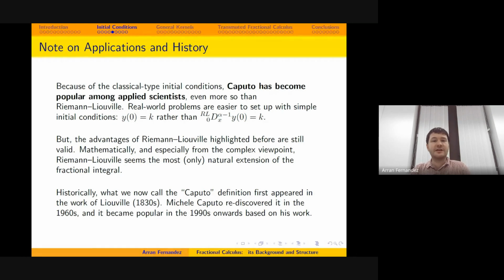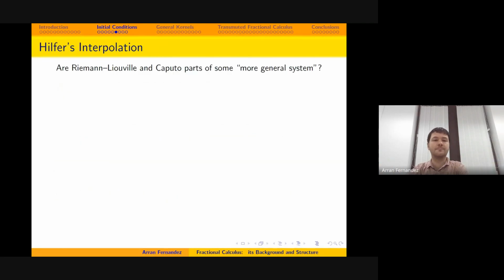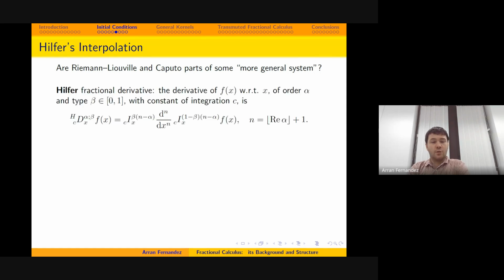So now we're already seeing that we have these two different definitions, Riemann-Liouville and Caputo, two different fractional derivatives. They both have their advantages and their disadvantages. We cannot conclusively say one of them is better than the other because it depends on your point of view. Mathematically better, physically better, from which viewpoint? Are they parts of some more general system? Let's use De Morgan's philosophy again. Well, they are, but this has not particularly taken off.